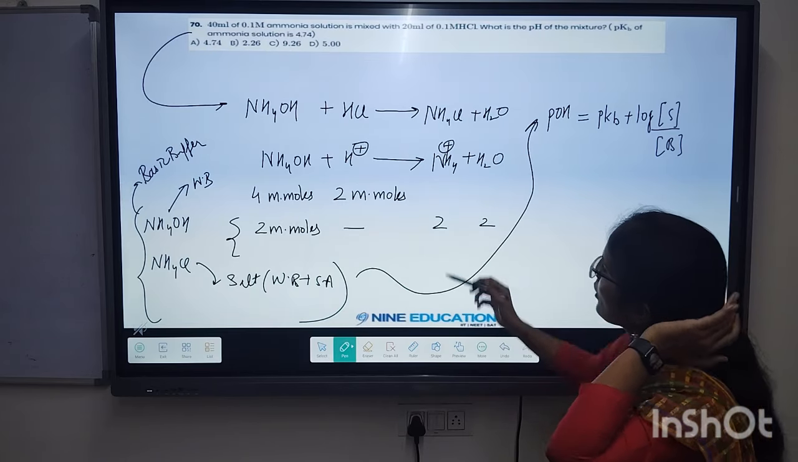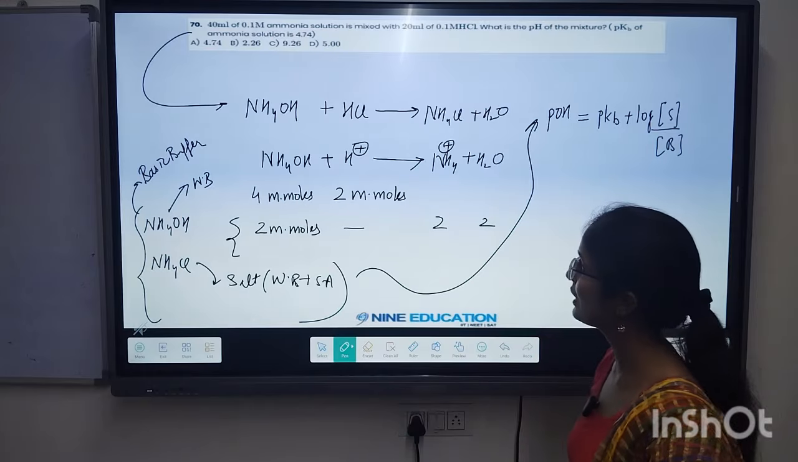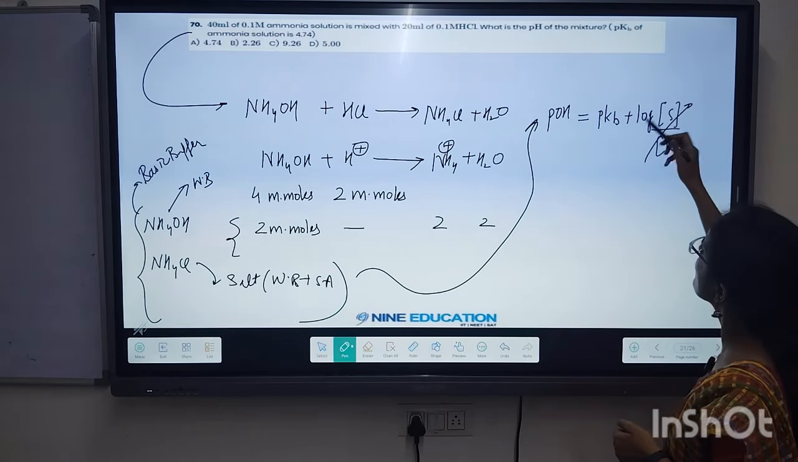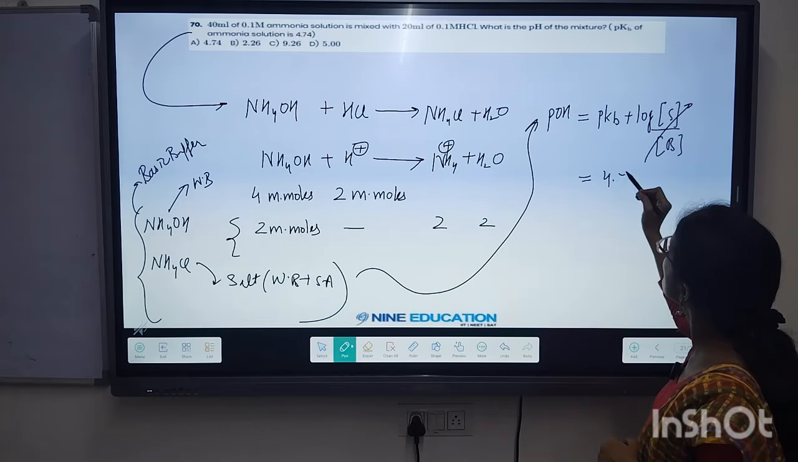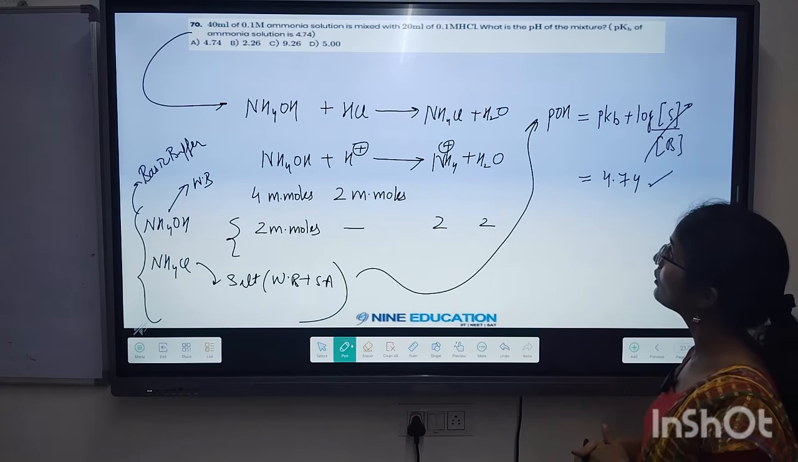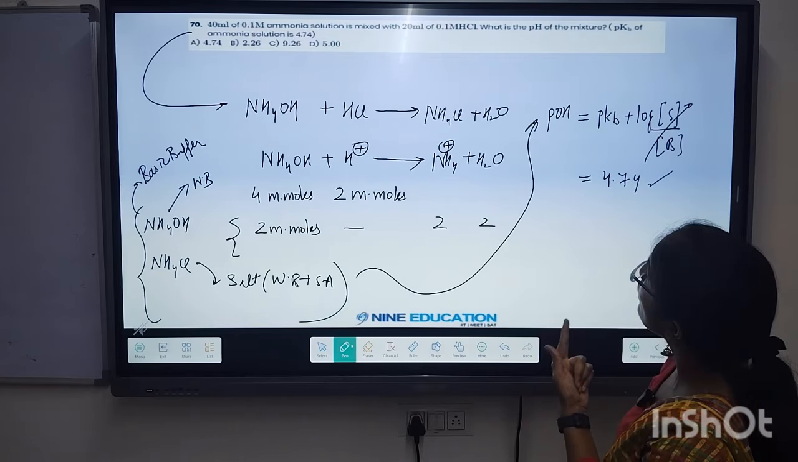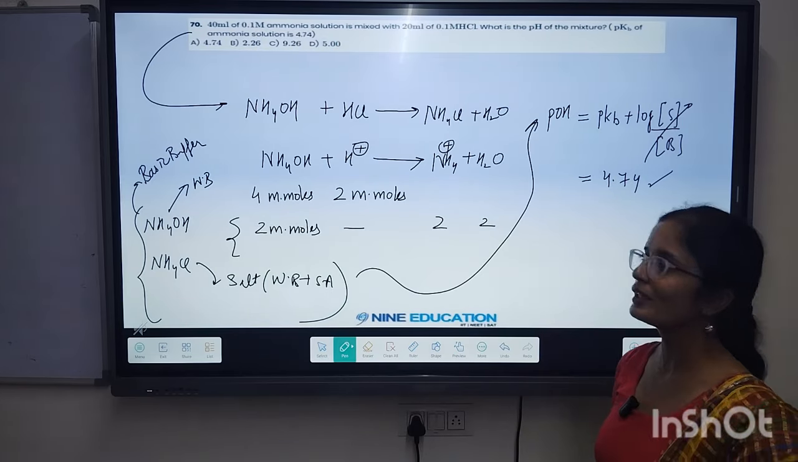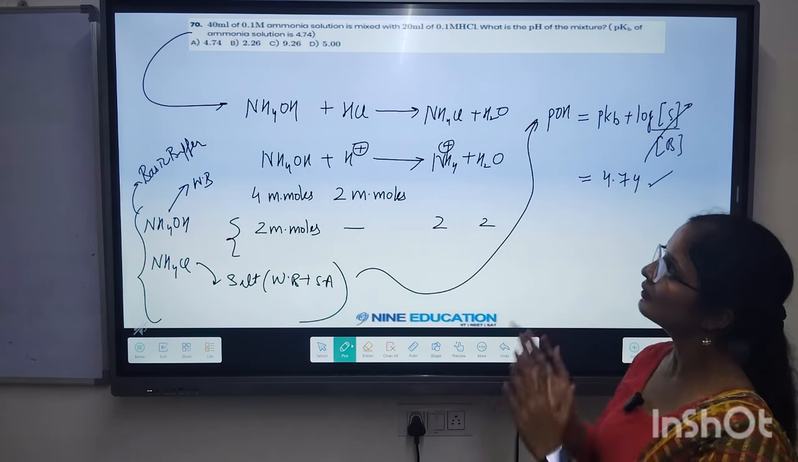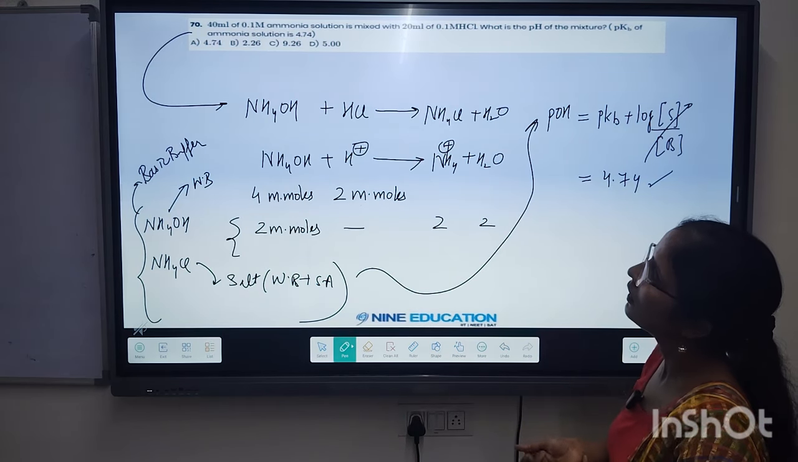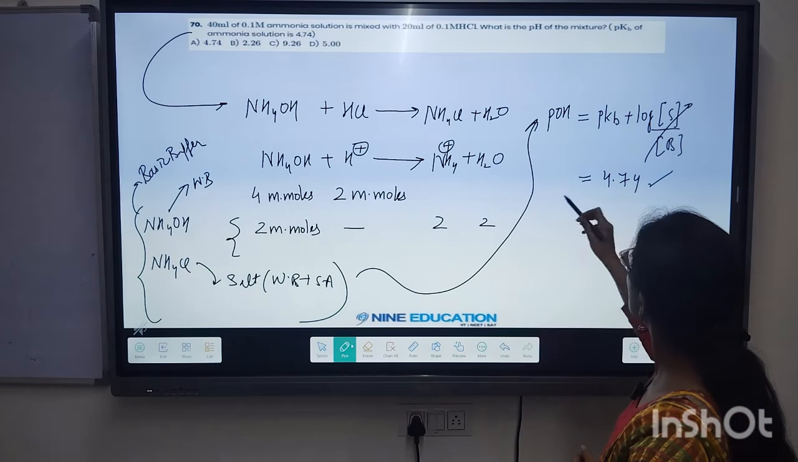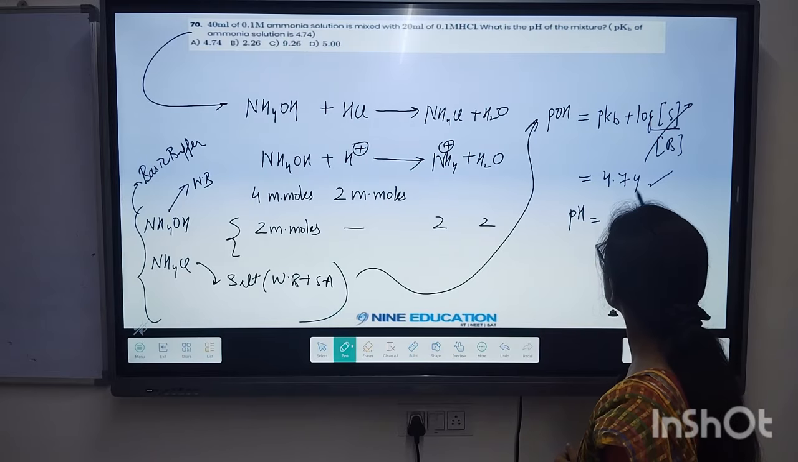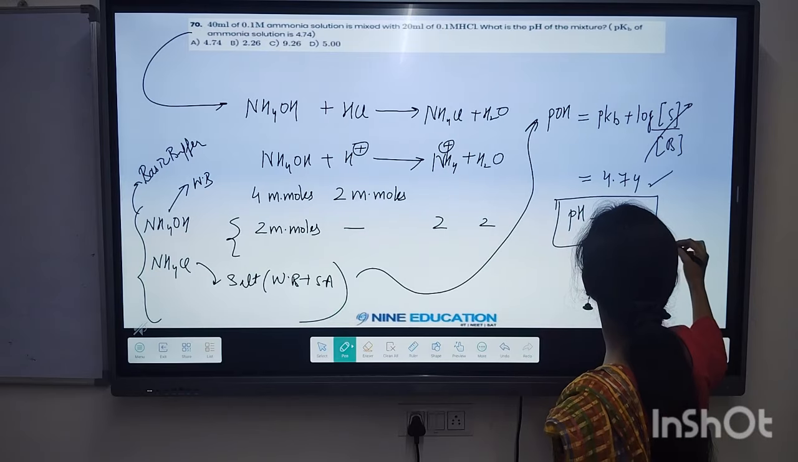Now I hope you can see that for both, 2 millimoles and 2 millimoles, the same number of moles are there, so this log value will be 0, and pOH will be simply equal to pKb, where the pKb value is 4.74. Now if you are knowing 4.74 as a pOH, but they are not asking about pOH, again see, in option A they are giving you 4.74, so don't be in a hurry, read the question carefully, then only there will be chances of getting the correct option or getting 4 marks, okay. So pOH is 4.74, the pH will be simply 14 minus 4.74, which will be 9.26. This would be the correct answer.